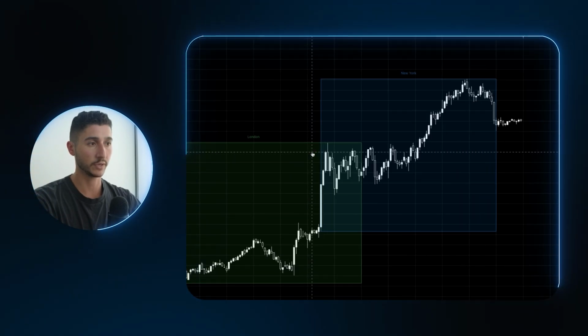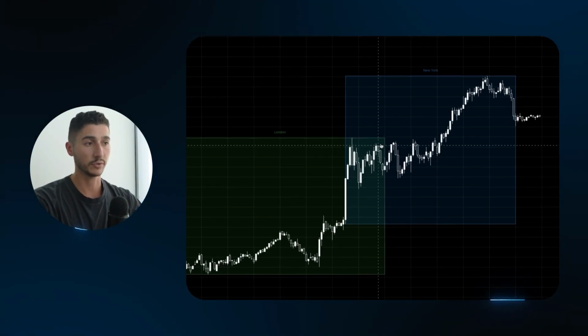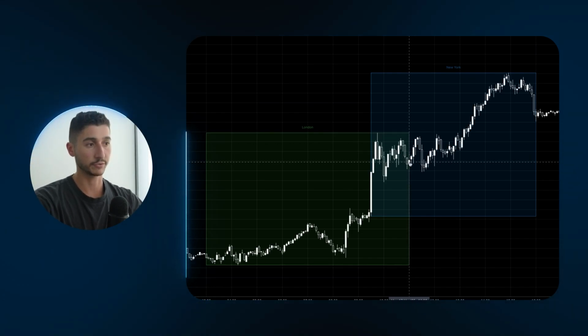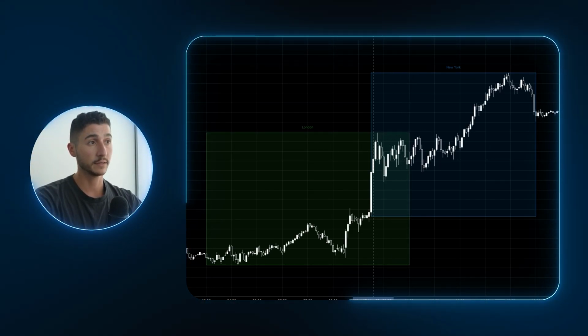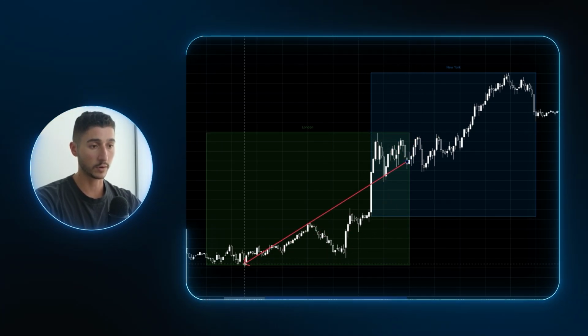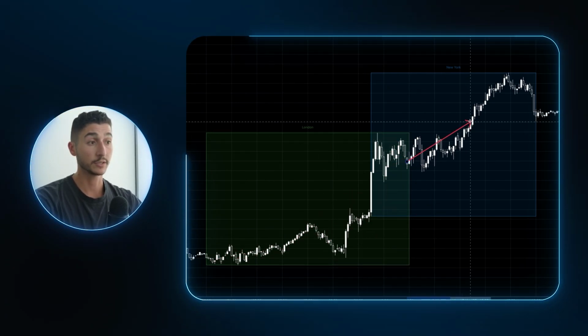Let's look at another example here. A better example, just because it didn't happen right away. So the London session ends right here. Price is right over here. You want to expect either the London high, which would be this right here, or the London low, which is this right here, to break.